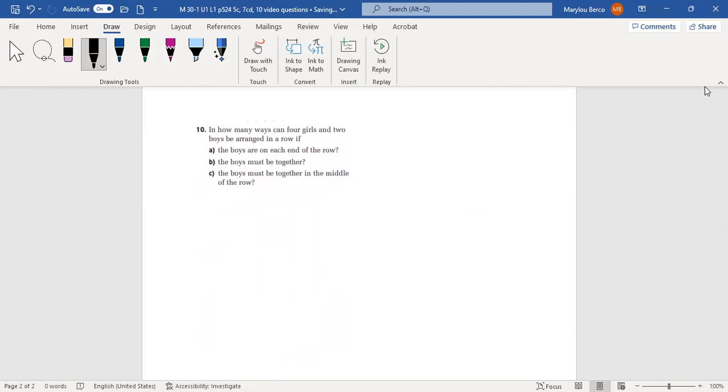Number 10. If we take a look at number 10, this one's a bit more complicated. In how many ways can 4 girls and 2 boys be arranged in a row if A, the boys are on each end of a row? Okay, so what I have here is boy, 1, 2, 3, 4 girls, and another boy. So boy 1, boy 2, girl 1, girl 2, girl 3, girl 4.